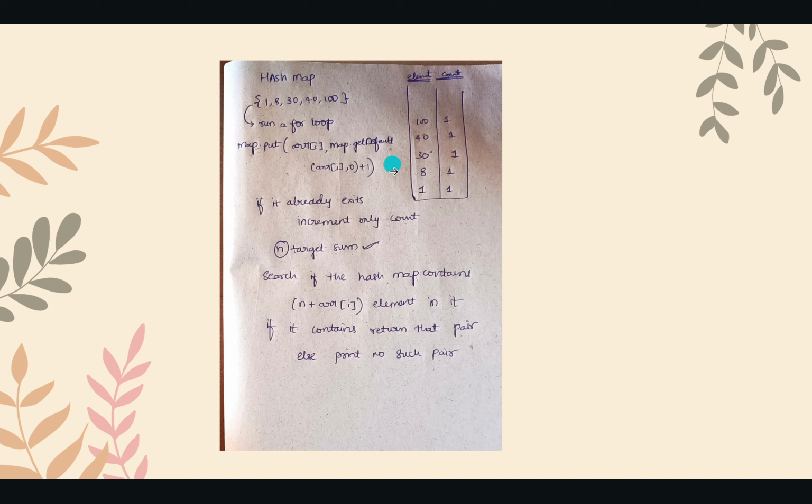You first initialize the hash map. Now traverse the entire given array. If the element is present in the hash map, please increment the count. If it doesn't exist in the hash map, just push the element and make the count 1. Initially the hash map has no elements, and we traverse the entire array. 1 is not present in the hash map, just push it and make the count 1. 8 is not present, 30 is not present, push all these elements and make the count 1.